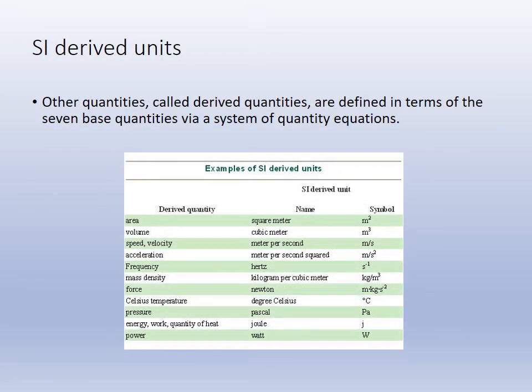We will be using area, volume, when we look at maps, area, volume, speed and velocity, acceleration, not too much, frequency, when we talk about the wavelengths of light, density, yes. So some of these units will be applicable to this class. Others we won't use.